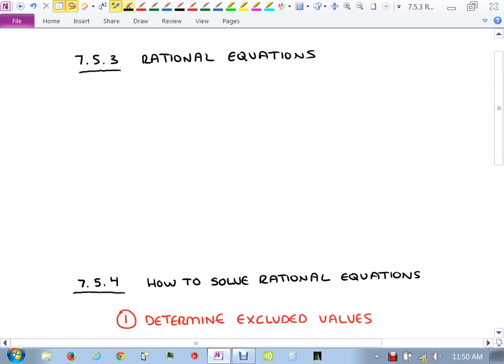Here's what a rational equation could look like. 5 over x plus 8 over 7 equals 13 over x. So the first thing that I will point out is that we have an equal sign, right? That's what makes it an equation. The left side equals the right side. We're trying to figure out what x value, right? What x would you plug in here and here to make that equation true?